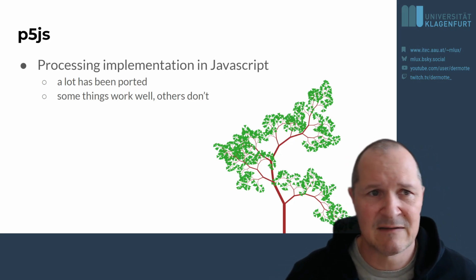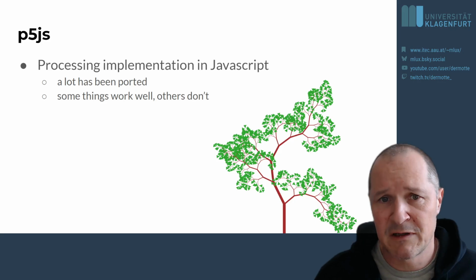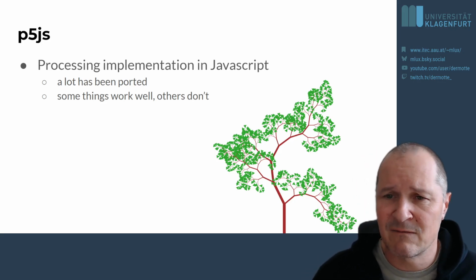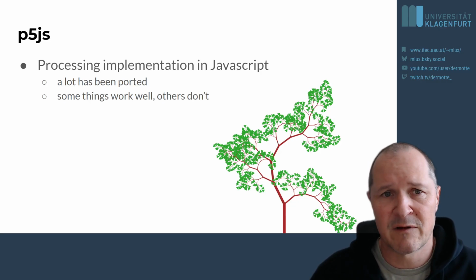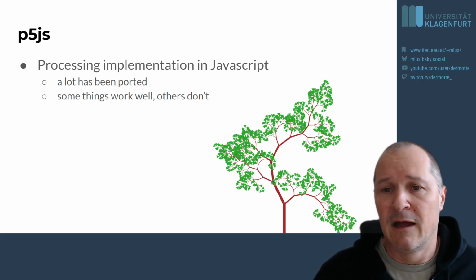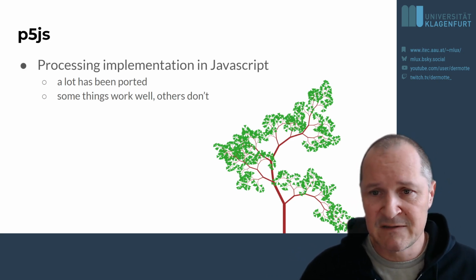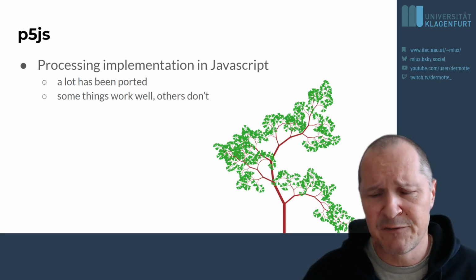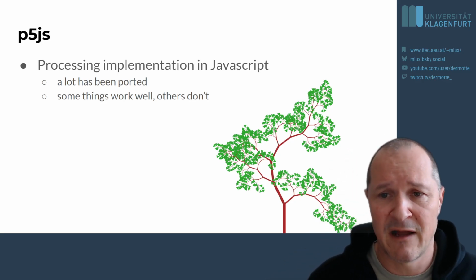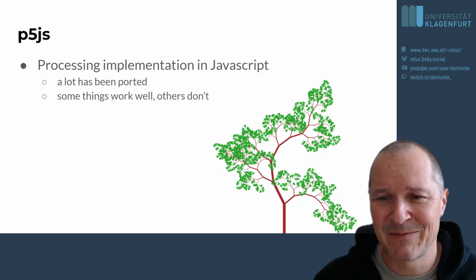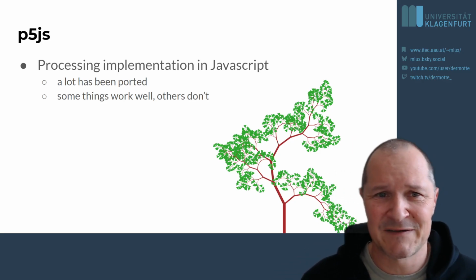p5js, on the other hand, is processing implemented in JavaScript. A lot has been ported. Some things work well, others don't. It's a very fluid community. So last year they released the first version of p5js 2.0. There's still support for the 1.x versions. I'm still using them. There are a few new features, there are a lot of bug fixes, but they were communicated back. So all in all, I have no suggestion what you should use. The only thing you should do is reference the right version or put it in with your exercises.